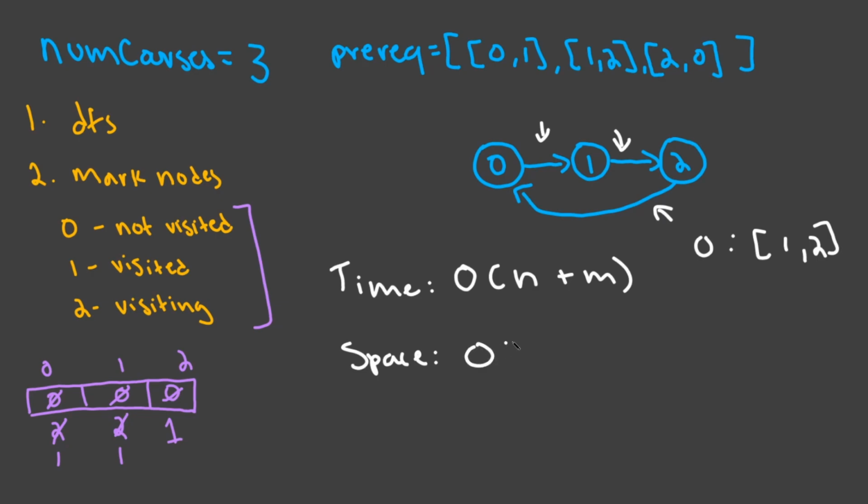For space, it's only O of n because we only have a hash map and this array here, which are both of size n. Meaning that we're only iterating through the number of courses. So now let's get into the code.